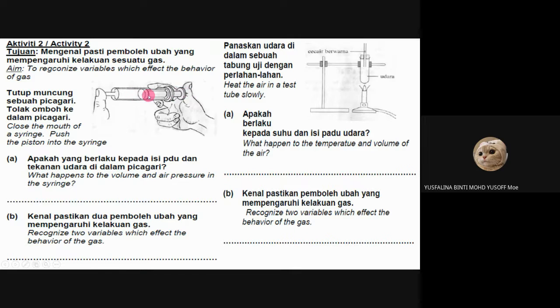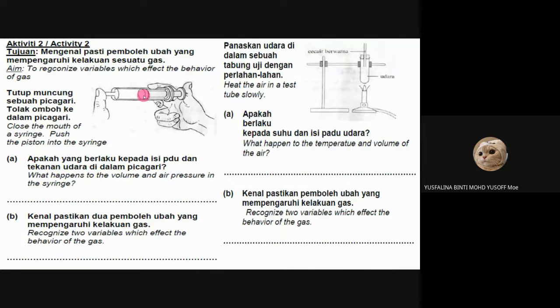So I push, right? What will happen to the volume, then the air pressure inside the syringe? What will happen to the volume when I push the piston into the syringe? Yes, the volume will decrease, right? So when the volume decreases, what will happen to the pressure? The pressure increases. Why? Because there will be more collisions, right?